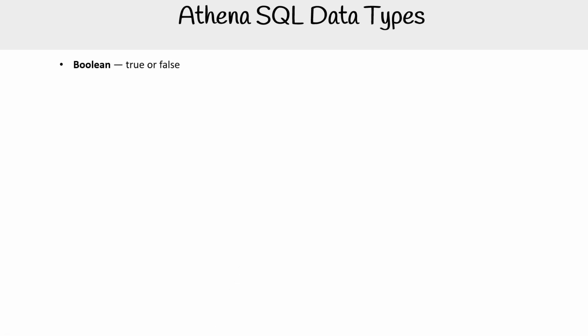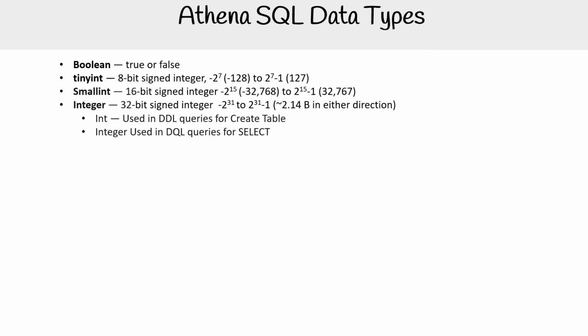So the first is Boolean, so you have true or false. Then we have tiny int, small int, and integer. Notice that the number from 8-bit, 16-bit, 32-bit gets larger. It is signed. A signed integer or a signed number means that it goes in the negative and the positive. So the range is split between 0 and the negative and positive value.